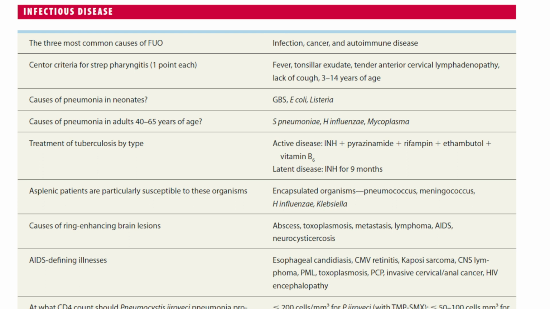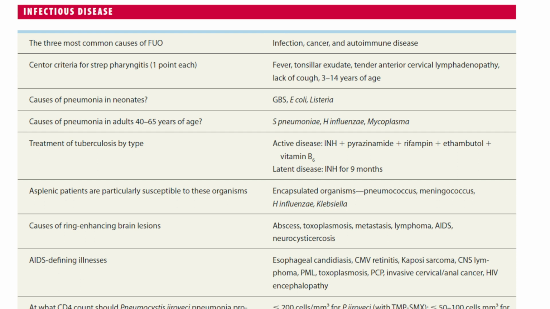Causes of pneumonia in adults from 40 to 65 years old are Streptococcus pneumoniae, Haemophilus influenzae, and Mycoplasma.